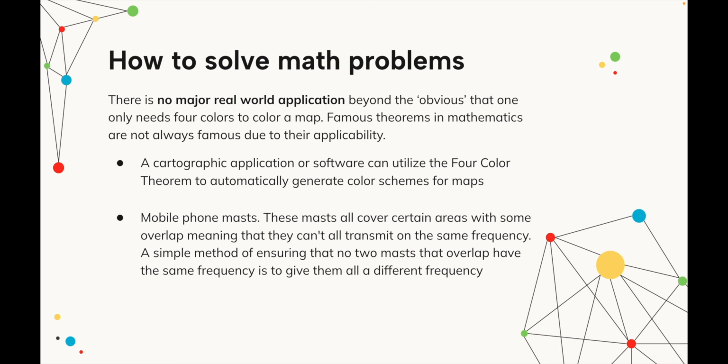And the other one I can think of is the mobile phone mast. These masts all cover certain areas with some overlap, meaning that they can't all transmit on the same frequency. A simple method of ensuring that no two masts that overlap have the same frequency is to give them all a different frequency. And the four-color theorem does apply in this scenario.